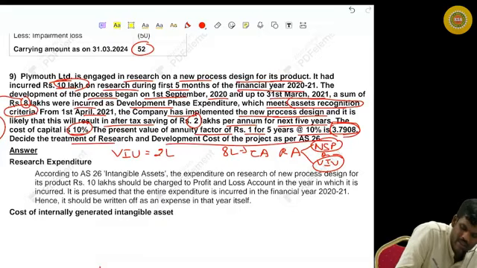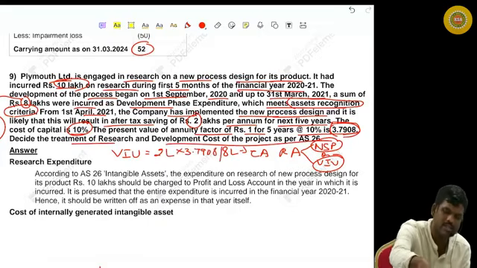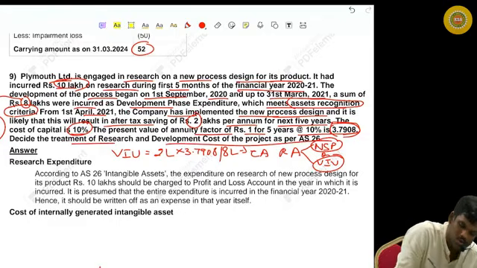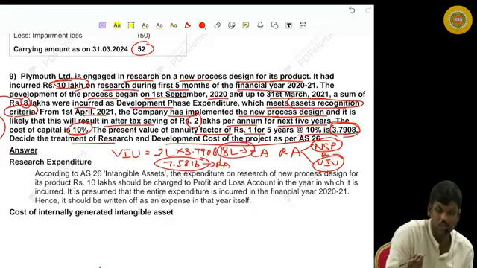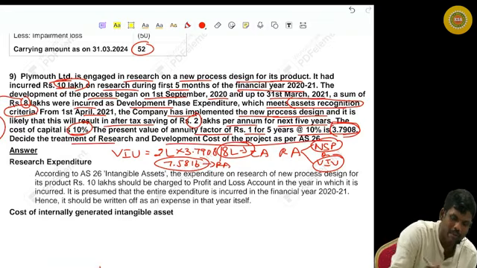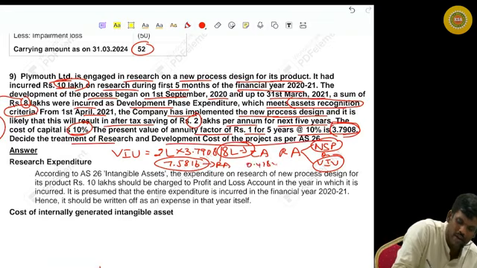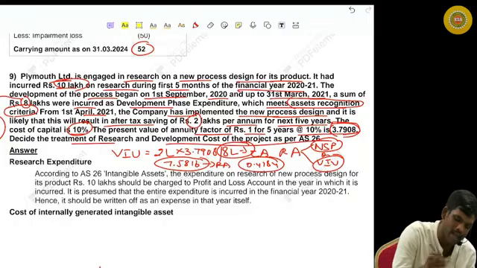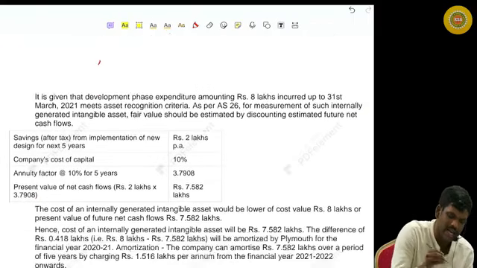2 lakhs is the benefit into annuity factor, 2 into 3.7908. How much is this? It is 7.5816. This is your recoverable amount. Carrying amount is 8 lakhs, so it is more than the recoverable amount. So there will be an impairment loss of 0.4184, which should be charged to P&L, and 7.5816 only will come in the balance sheet. I hope you are very clear with that.